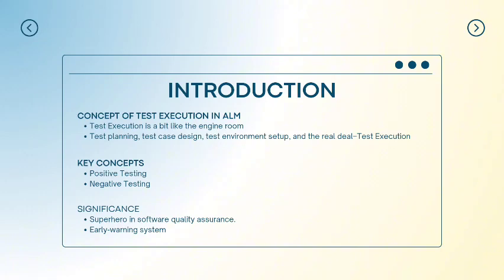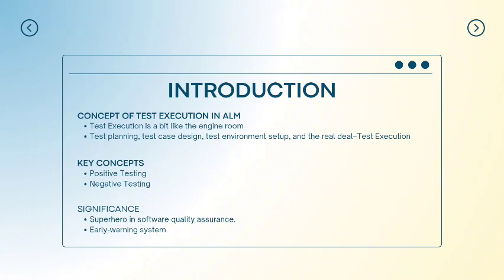Now, let's explore some key concepts. Positive and negative testing. Positive is when we check if things work as they should. And the negative is when we intentionally check how the system handles unexpected situations. Another star player is regression testing. Think of it like a safety net, ensuring that changes to the software haven't unintentionally messed up existing functionalities.